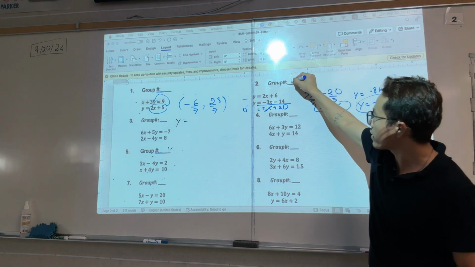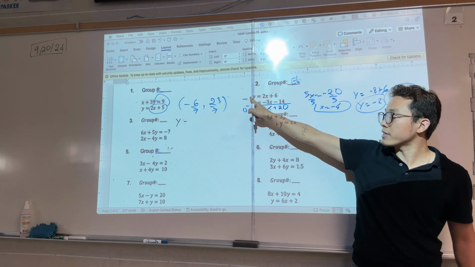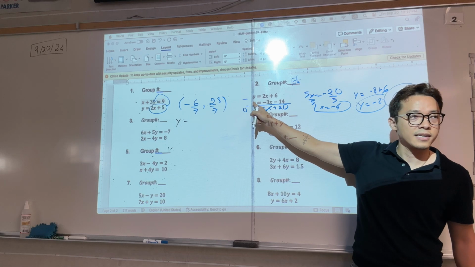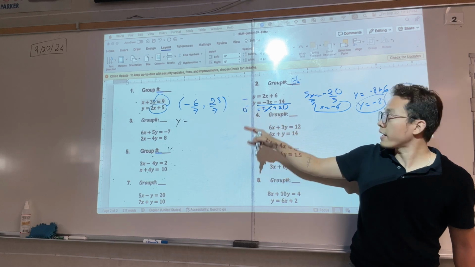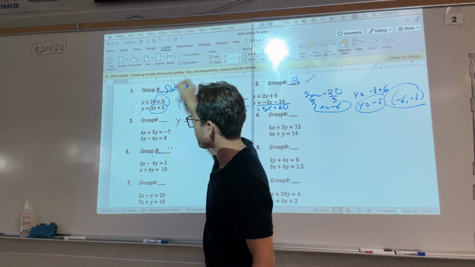But I think this one is elimination. Even if they isolate the y, you still can do the elimination. You still can subtract them, okay? So elimination is a little better here. Substitution is good for the other one.